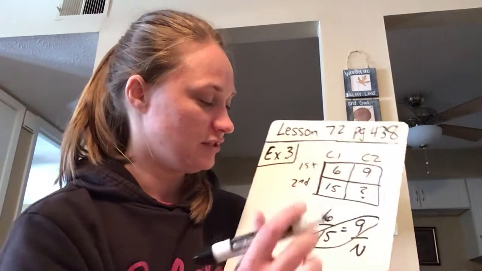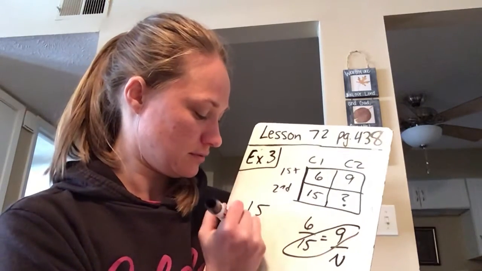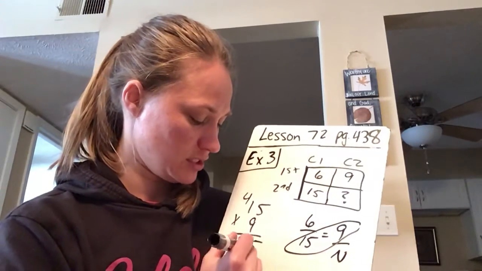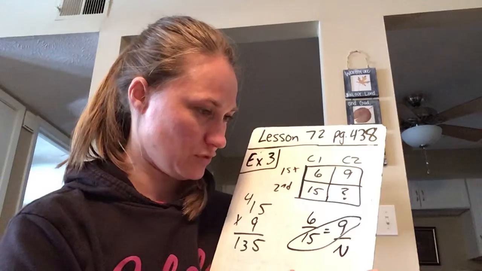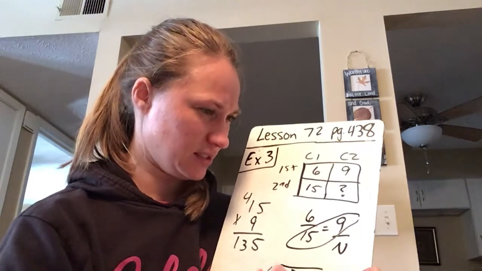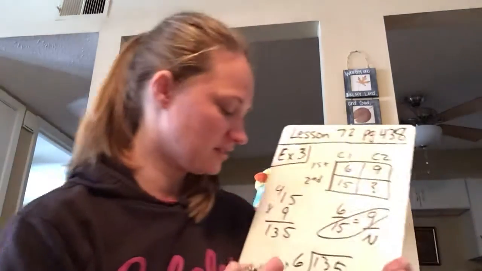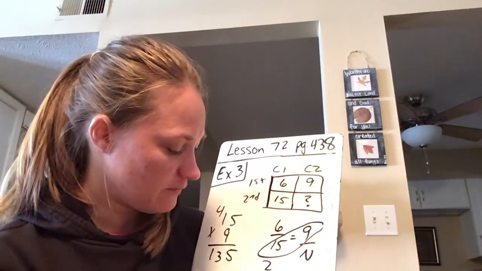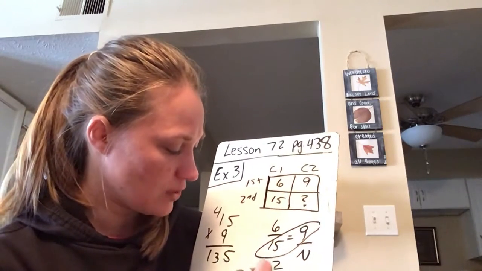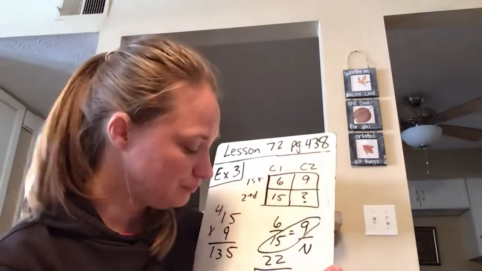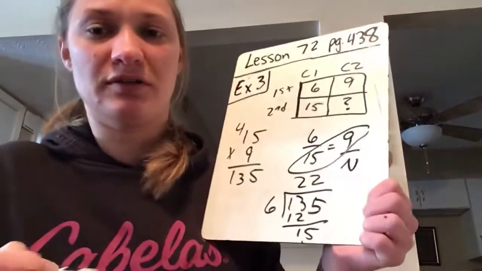Multiply, divide by 6. 15 times 9 is 135. Divided by 6. It's not going to come out even, is it? It's annoying. So it goes in twice. We got 15 left. Twice again. It's going to be a remainder of 3. Sorry that I ran out of space. Ooh, you can't even see that. Okay.